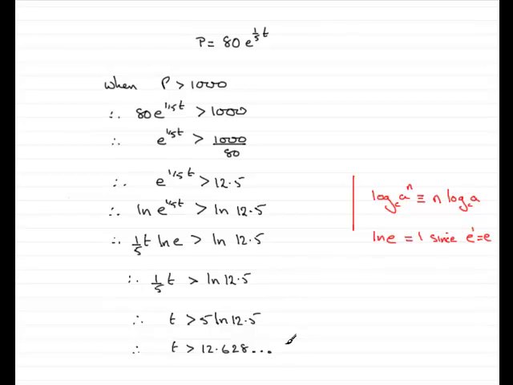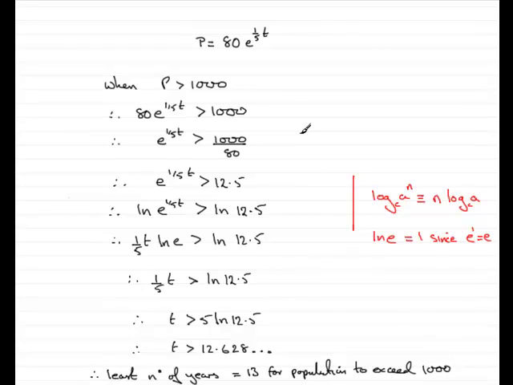Now they wanted the least number of years that the population would be greater than 1,000, so if we're giving this to an integer value, we can say that therefore the least number of years, it's got to be 13. So least number of years equals 13. And we'll just finish that off by saying for population to exceed 1,000.